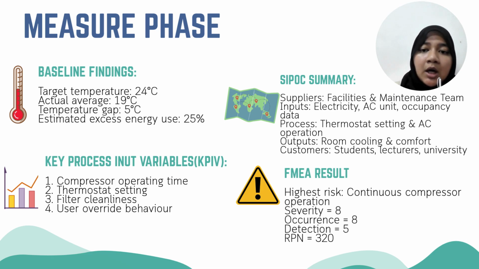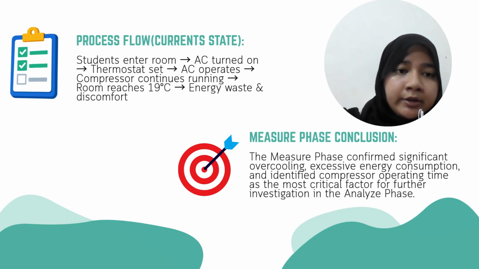We also carry out an FMEA analysis to find the higher risks in the process. The results show that continuous compressor operating has a high risk score of 320. This means it is a bigger contributor to energy waste and overcooling. Looking at the current process flow, the air conditioner continues running even after the room becomes cool enough. As a result, the room temperature drops too low and more energy is wasted.